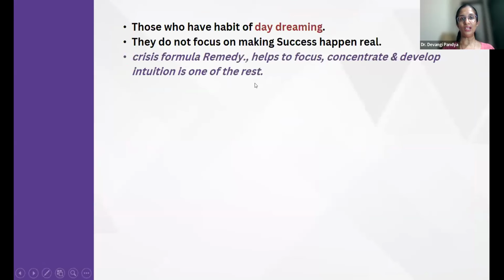They have the habit of daydreaming. Again, this remedy is a part of the crisis formula, that is the rescue remedy. It is one of the remedies of that crisis formula, where it helps to focus and concentrate, and helps to build intuition.